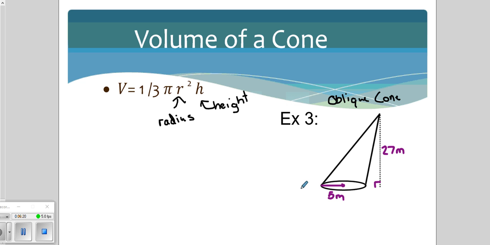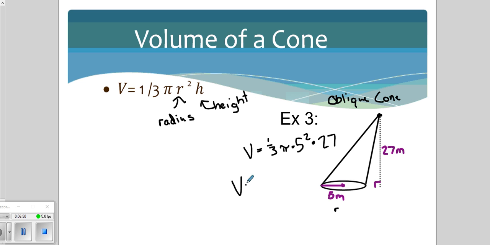So in this example 3, volume would equal, it's always going to be 1/3 pi times radius squared. So if we look at ours, we have the radius, 5 squared, times the height, which would go from the vertex and make a right angle with the side. If it's an oblique one, typically that vertex is not going to be on top of the base. It'll be outside of it, which is fine.